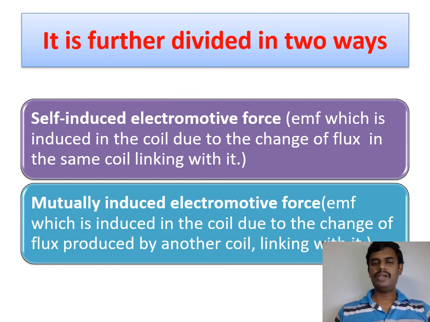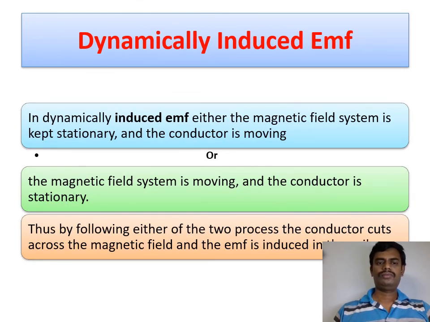Self-induced EMF is the EMF induced in the coil due to the change of flux in the same coil which is linking with it. Whereas mutually induced EMF is the EMF induced in the coil due to the change of flux produced by another coil which is linking with it. Dynamically induced EMF: in this, either the magnetic field or the conductor should be moving. Any of them should be moving. Here there exists some moving part.